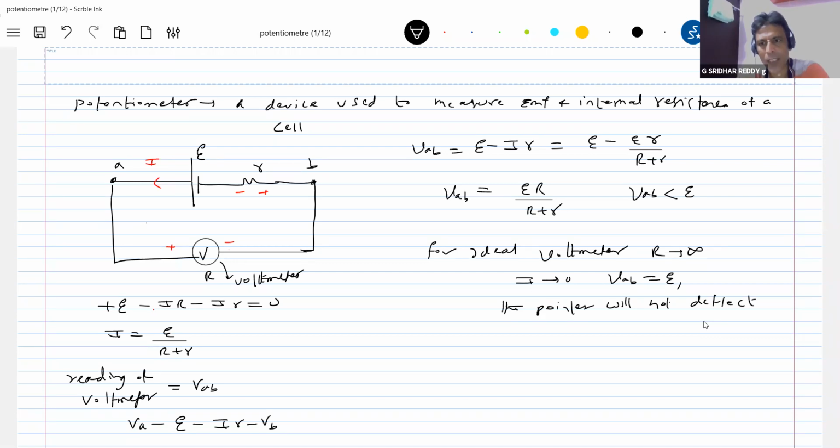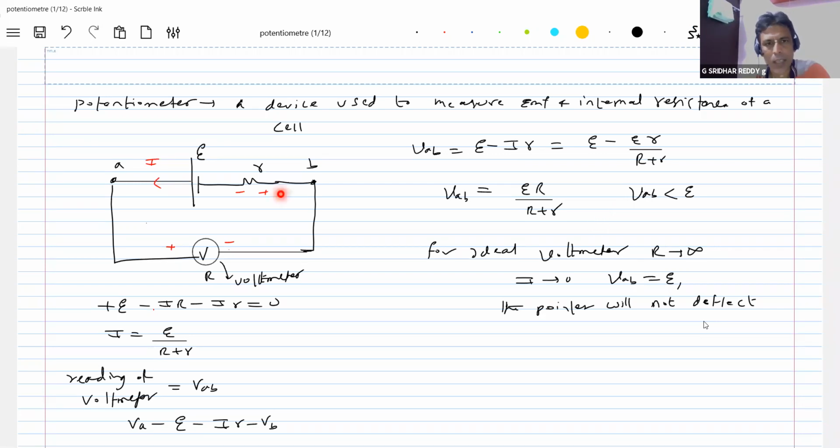So if you directly connect an ideal voltmeter in a circuit, you don't get any deflection. Altogether, if you take an ideal voltmeter, we don't get any deflection. If you take a practical voltmeter, it will show a reading which is less than the EMF. So what is the conclusion? I can't measure the EMF of a cell.